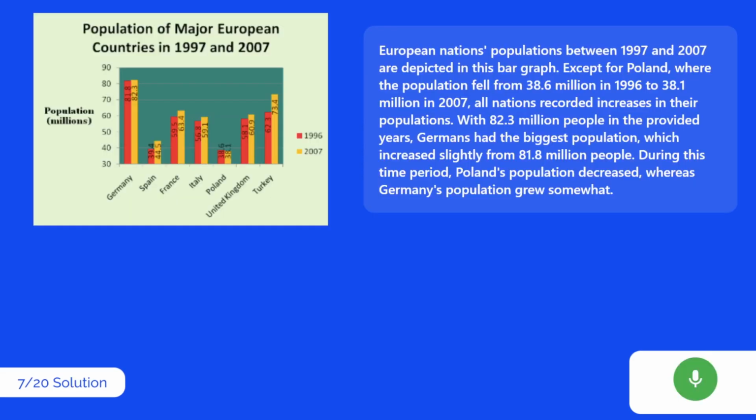European nations' populations between 1997 and 2007 are depicted in this bar graph. Except for Poland, where the population fell from 38.6 million in 1996 to 38.1 million in 2007, all nations recorded increases in their populations. With 82.3 million people in the provided years, Germans had the biggest population, which increased slightly from 81.8 million people. During this time period, Poland's population decreased, whereas Germany's population grew somewhat.